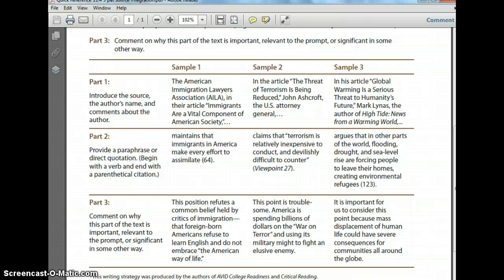So that is your introduction, the source, the author's name, comments about the author, your evidence, and your comments. There's 2 other examples here. I encourage you to read those on your own because each one is a little different. Again, it's the introduction of the source, the author's name, maybe the title of the article and some important stuff about the author. It's the paraphrase or quote, and then it's the comment. But whenever you are citing someone else's information, even if you paraphrase, you provide the page number or author's last name at all times to avoid plagiarism.